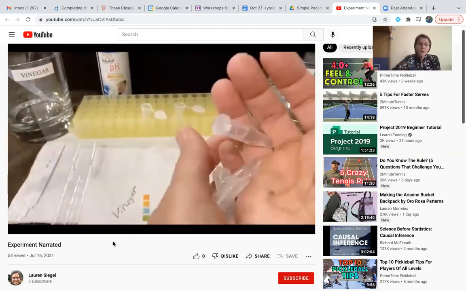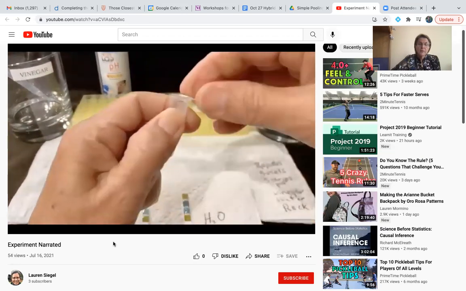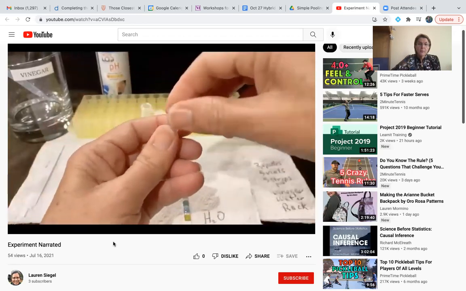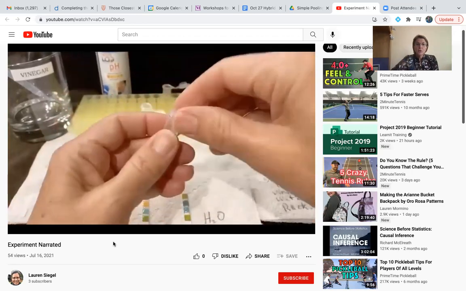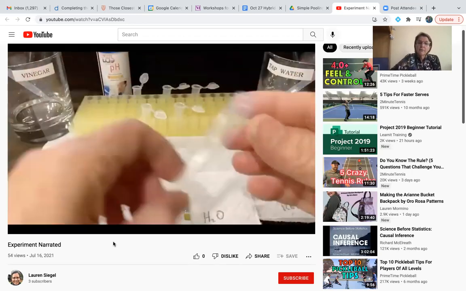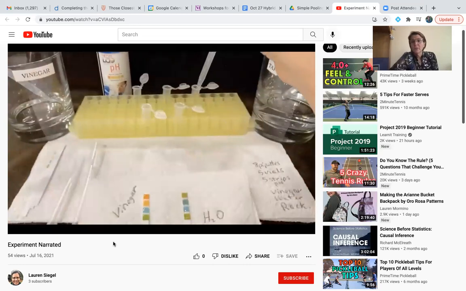Because we know what the pH strips will look like if there's any vinegar in the pooled sample, we'll be able to discern that. So you can show this video to your students, and then they can figure out what's going on in terms of what is pooled sampling? What does it mean to pool samples?